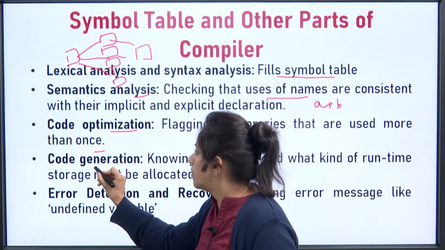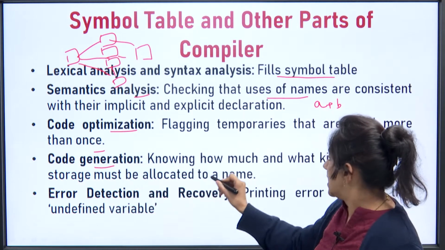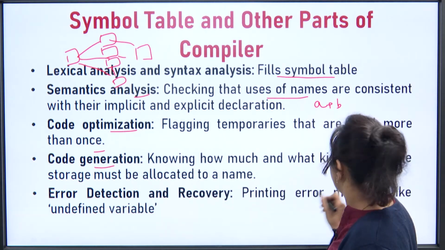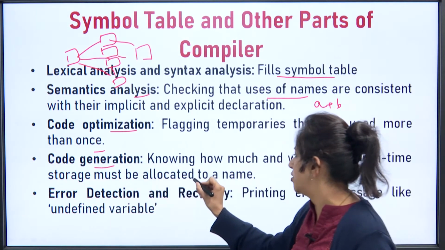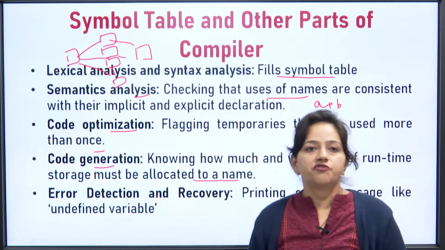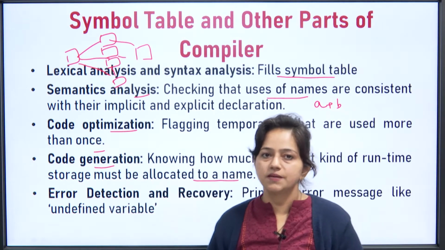Now, next is the code generation. So, knowing how much and what kind of runtime storage must be allocated to the name. For that purpose also we use the symbol table.